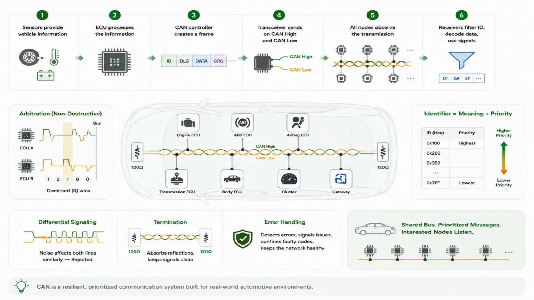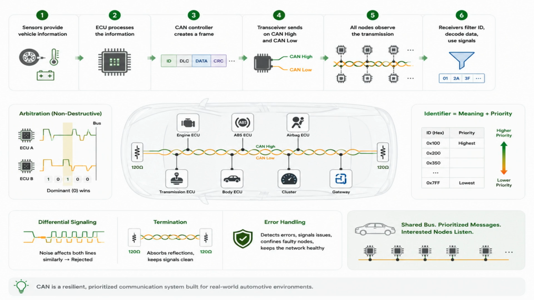The complete CAN story is now straightforward. Sensors provide physical vehicle information. An ECU processes that information. Its CAN controller creates a frame. The CAN transceiver places the frame onto CAN high and CAN low. All connected nodes observe the transmission.